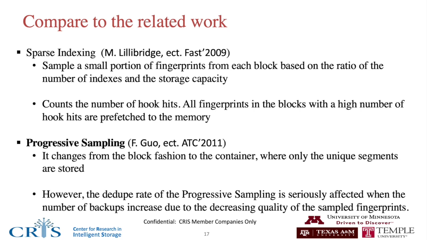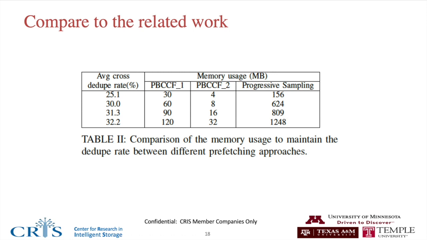There are 2 generic prefetching algorithms based on the sampling approach for client-side deduplication systems. Progress sampling is an extended version of sparse indexing, and progress sampling will be the related work that we want to compare against. Now, let's compare the memory usage needed to maintain the DDU rates between different prefetching approaches. After the optimization, we can see the PBCCF2 saves at least 4 times the memory while maintaining the same DDU rate as the PBCCF1. And without considering the backup content correlation, the progress sampling requires at least 40 times the memory to maintain the deduplication rate, as shown in the table.